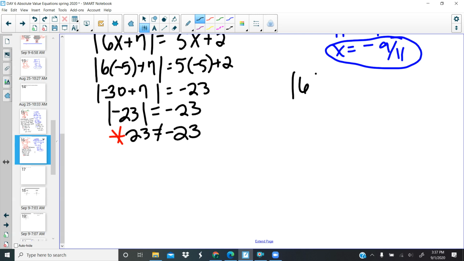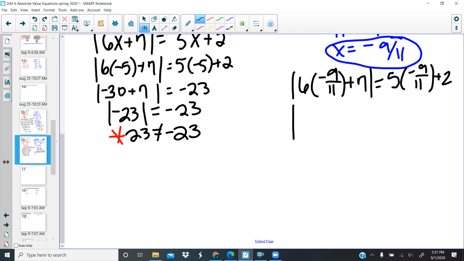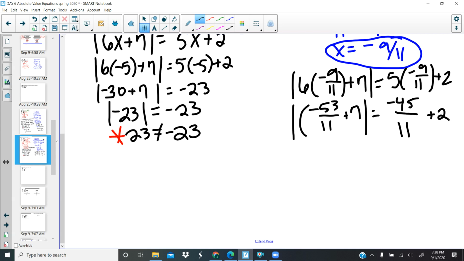So we're going to do 6 times negative 9/11 plus 7. And then that is going to equal 5 times negative 9/11 plus 2. And so on the left side, 6 times negative 9/11, we're going to do the 6 times negative 9 first. And 6 times negative 9 is going to be negative 53. So we're going to have negative 53/11 plus 7 equals 5 times negative 9/11 is going to be negative 45/11. And then plus 2. And you guys can use a calculator to work out some of these fractions.